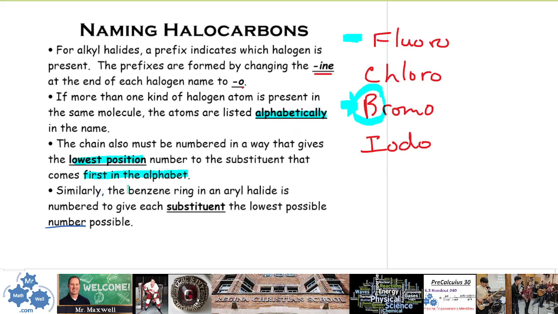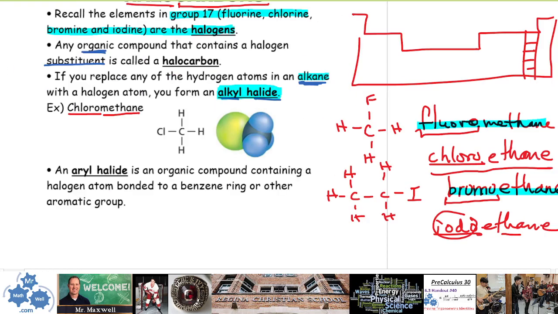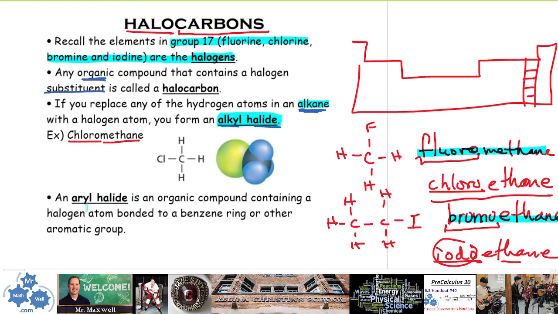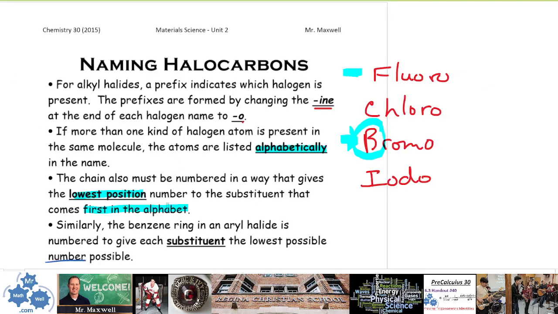So similarly, finally, the benzene ring in an aryl halide. I don't know, did we talk about this? Oh yeah, aryl. We kind of glossed over this a bit. An aryl halide, this is from your last page there, is an organic compound containing a halogen atom bonded to a benzene ring or other aromatic ring group. So the alkyl halide is a carbon chain alkane. Aryl is a benzene ring or other aromatic cyclic group. We'll come across more examples like that too, but aryl halide is mentioned here.